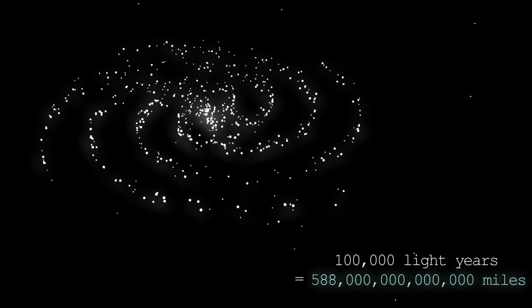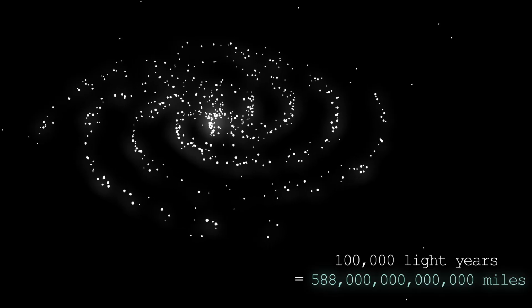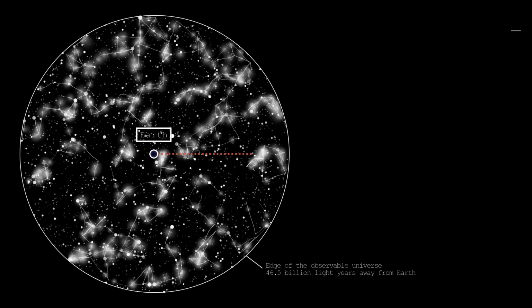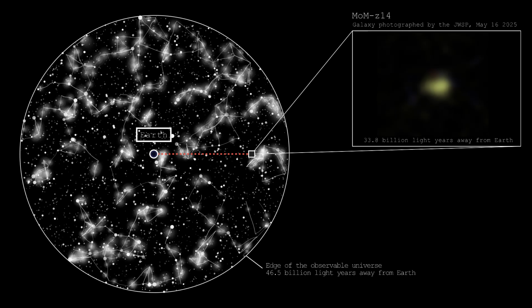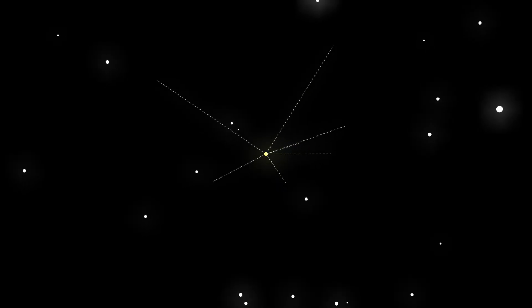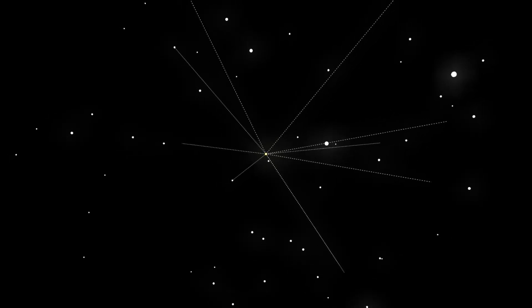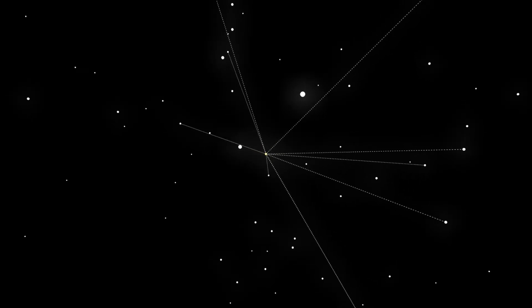Neptune's orbit. But the furthest object we have ever detected is much, much further, at a distance of 33.8 billion light-years away. So, how is this even possible? How do we know how far away our neighboring stars are? Or distant galaxies, billions of light-years away?